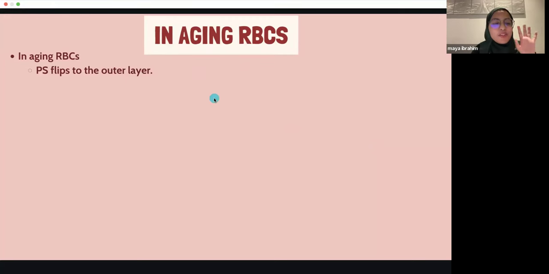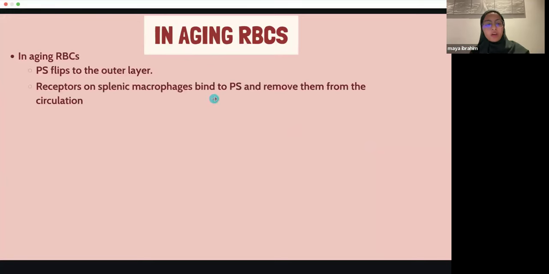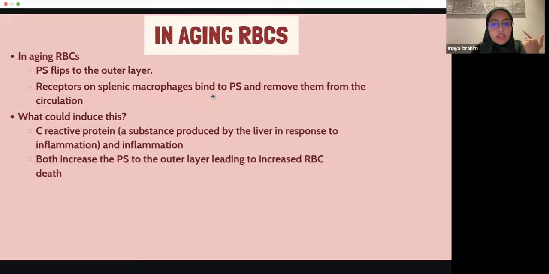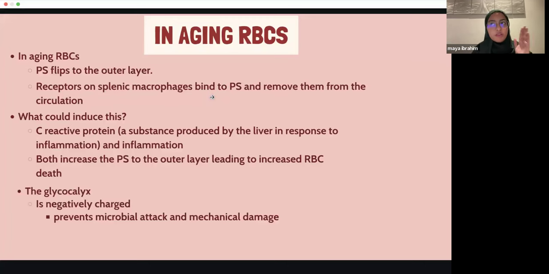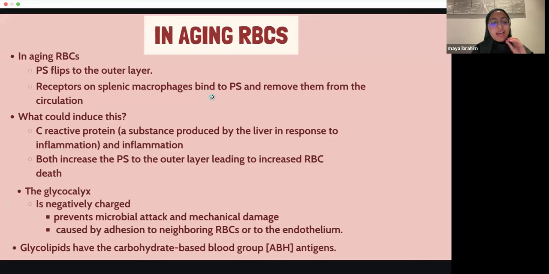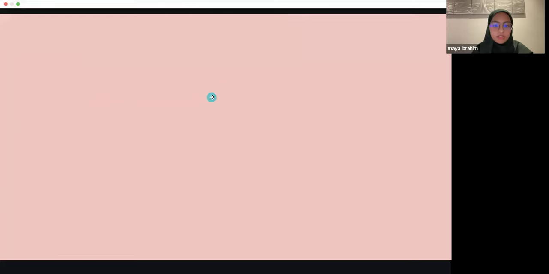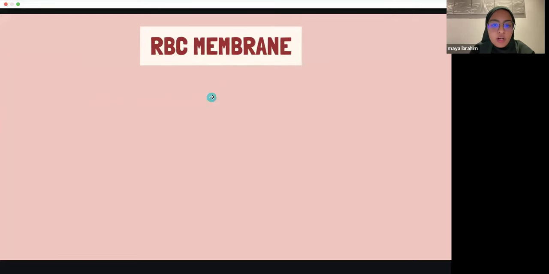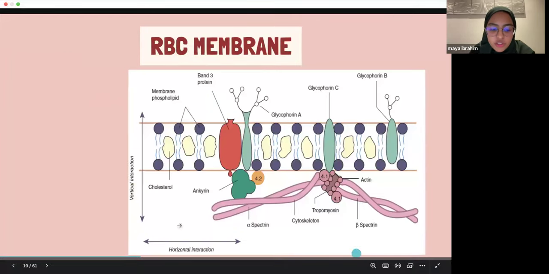Okay, so the phospholipid that we talked about, which is phosphatidylserine, flips to the outer layer. And by doing this, it exposes its receptor. So when splenic macrophages come, they can bind to this receptor and take up this RBC out of the circulation. What could induce this? As we said, inflammation and the C-reactive protein. And they also have the glycocalyx, which is negatively charged and protects it from mechanical damage, and the glycolipids, which determine the blood type.